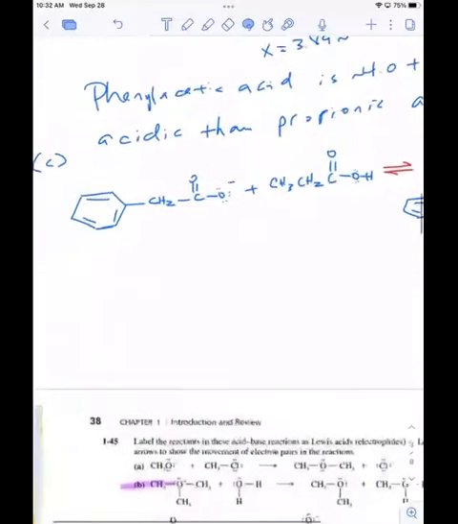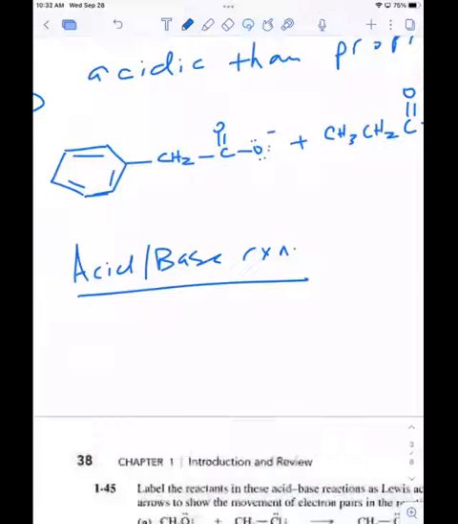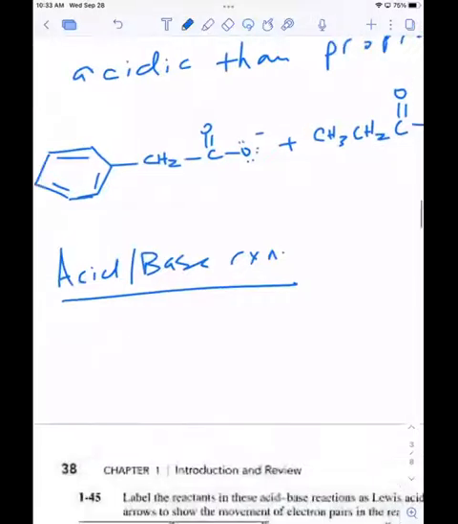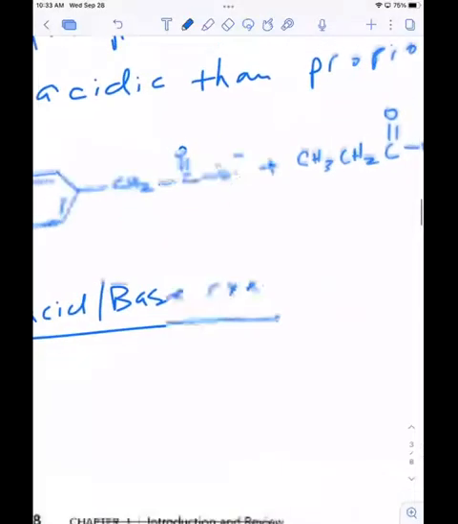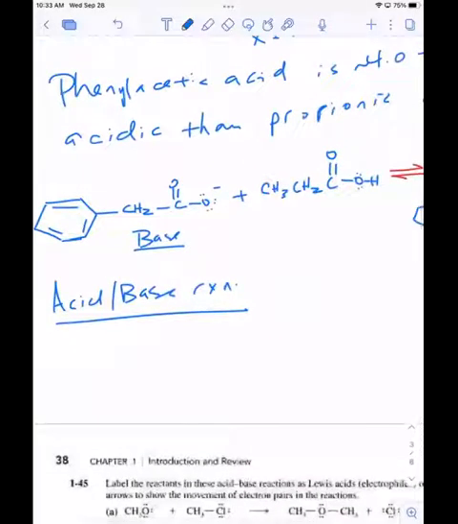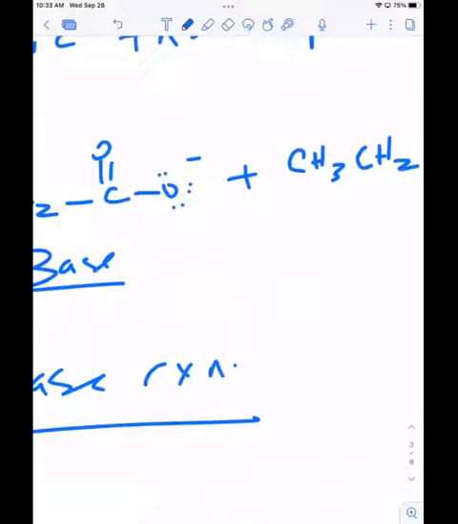So this is an example of an acid-base reaction. In this case, the base is here. What's the definition? Somebody help me out. What is the definition of a Bronsted base? What does it do? Anybody? It accepts H plus. That's exactly right. And so this oxygen being negative makes this the perfect candidate to be a Bronsted base.